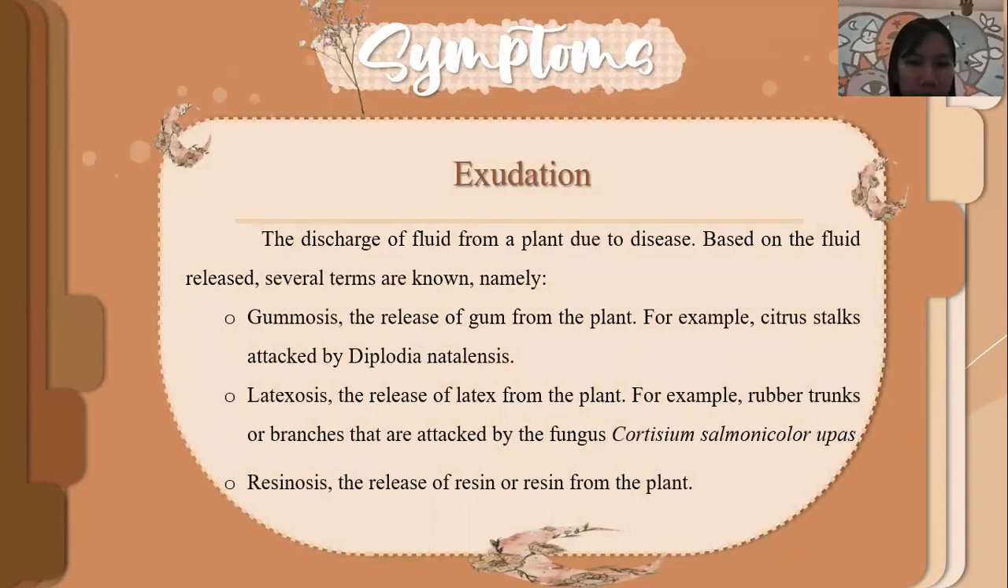Exudation: the discharge of fluid from a plant due to disease. Based on the fluid released, several terms are known. Gummosis: the release of gum from the plant, for example, citrus stalks attacked by Diplodia natalensis. Latexosis: the release of latex from the plant, for example, rubber tree trunks and branches that are attacked by the fungus Corticium salmonicolor. Resinosis: the release of resin from the plant.